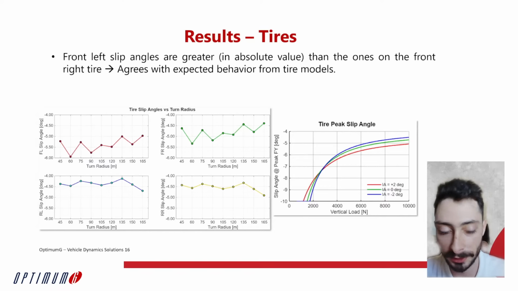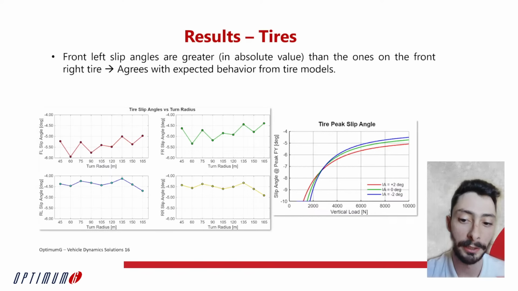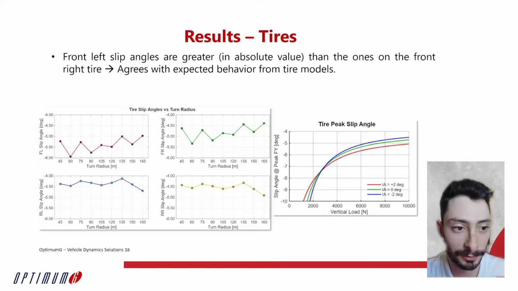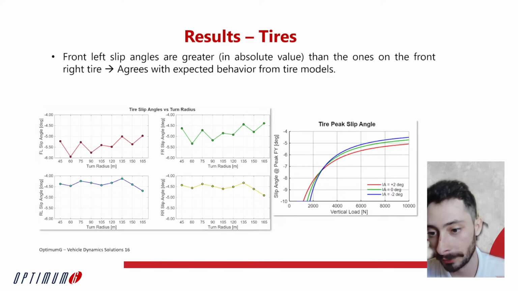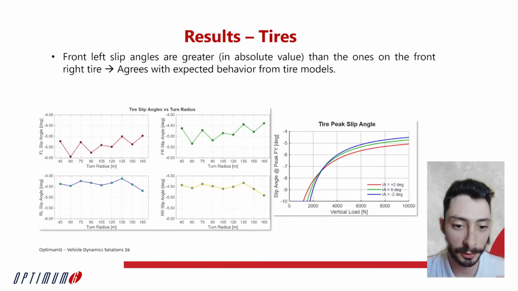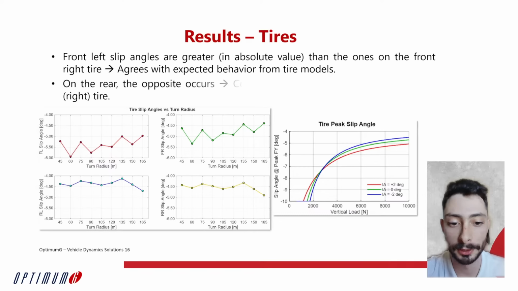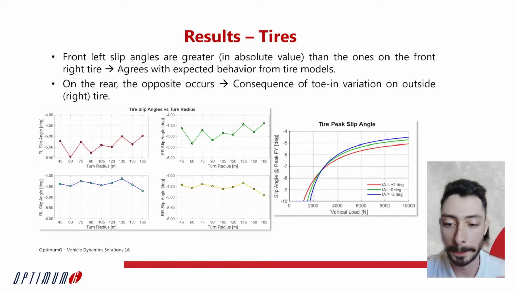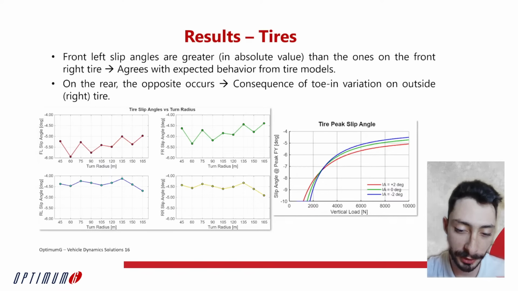So the front left tire, which is the inside one, has a greater slip angle value, a more negative slip angle value. This is something we imagined we would see from the characteristics of the tire model that we saw earlier. And indeed, the optimization algorithm is agreeing with us that having more slip angle on the front left compared to the front right will help us get to a faster car. On the rear axle, on the other hand, the slip angles are closer to each other, but we don't see exactly this difference, and this is a consequence of the toe-in variation that we have on the outside tire.